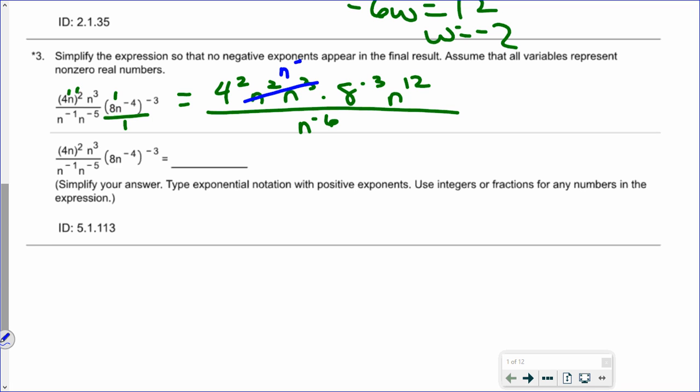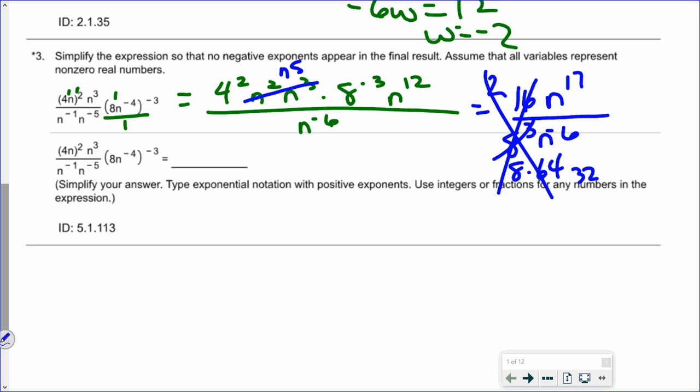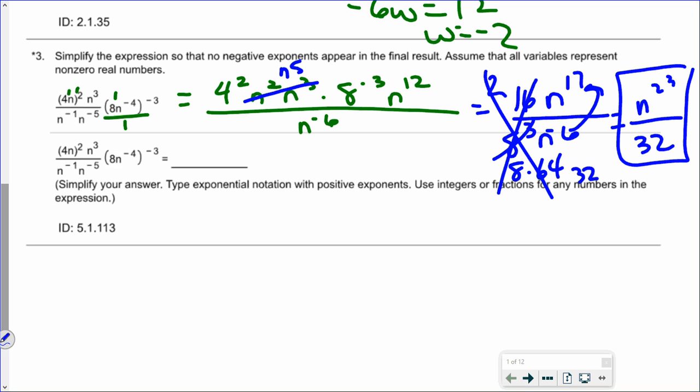This gives me n to the 5th plus 12 is going to give me n to the 17th over n to the negative 6. Now deal with these. 4 squared is going to be 16. 8 to the negative 3 goes to the bottom to give you 8 cubed. 8 cubed is the same thing as 8 times 64. This turns out to be a 2. That gives me a 32. To give you, this goes up top, the exponent, to give you n to the 23 over 32. It's just understanding the exponents and how they work. Yes? We good?